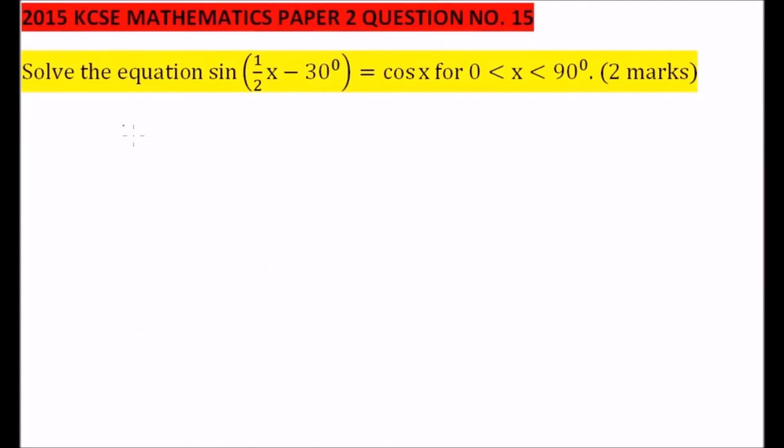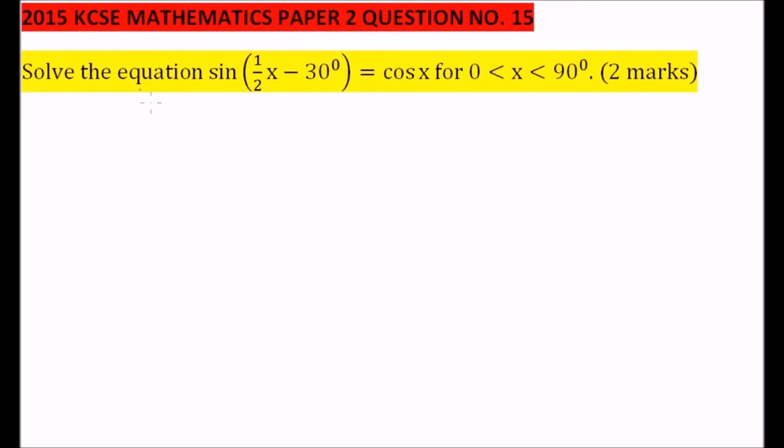Huyo ni teacher wa mtaa akikuletea revision ya mathematics, na kwa hii video nataka tuangalie 2015 KCSE mathematics paper 2 question number 15. Inasema solve the equation sin into bracket half x minus 30 degrees is equals to cos x for 0 less than or equals to x less than or equals to 90, na hapo unajipatia 2 marks.